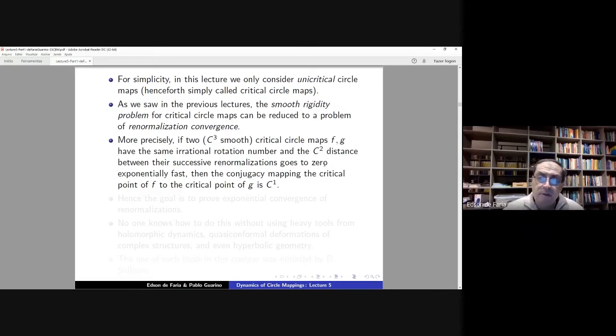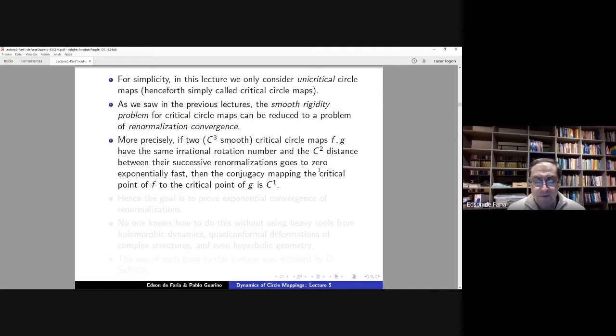The only thing I'm going to comment about is that for this ansatz we require that the distance between the successive renormalizations goes to zero exponentially fast. But what distance is it that we're talking about? If it happens to be C2 distance, the distance in the C2 topology, then we can actually get the conjugacy C1 for arbitrary irrational rotation number. But if you have just exponential contraction in the C0 sense, then you can still show that the conjugacy is going to have some regularity, provided you restrict a little bit the rotation numbers.